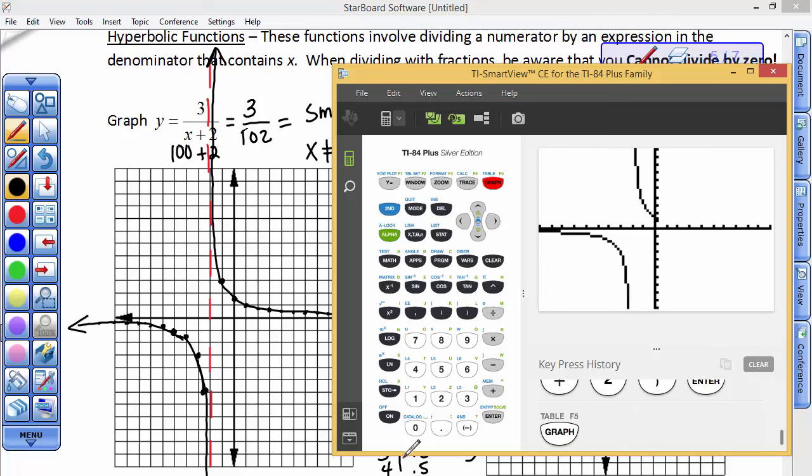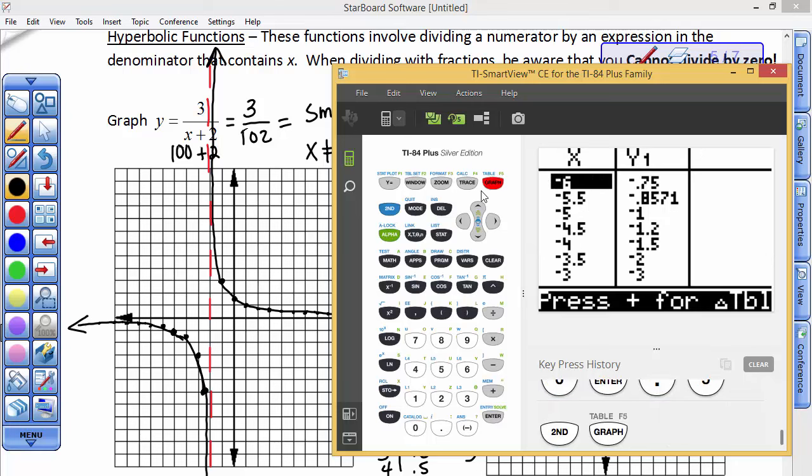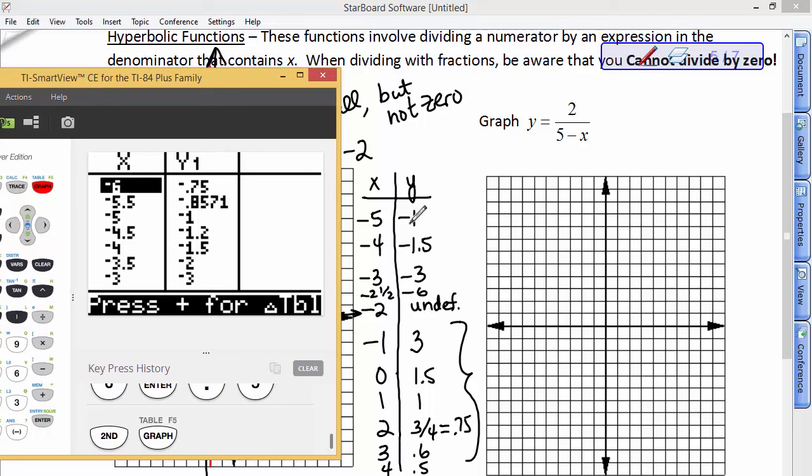Don't forget that you could go second, and let's start our table. Since we used some numbers like a -6, let's put in a -6. And this time let's go in increments of 0.5. And then let's go second graph key to see our table. Again, you can see some of the numbers that we had. Let's see if I can show those over here. I think I can. -5, -1, -4, -1.5, -3, -3. Watch these values right here. I'm going to arrow down.